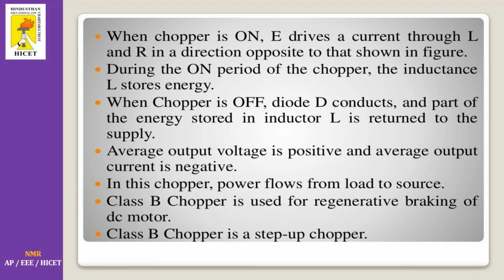Class B chopper is used for regenerative braking of DC motor. Because the power flows from load to source, it is applicable in the regenerative braking concept. Class B chopper is a step-up chopper.